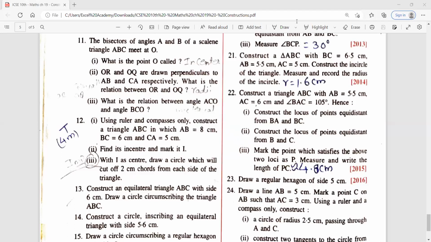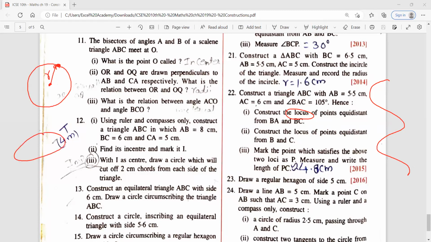Construct the locus. First of all, what is locus? A locus is a path traced by a moving object. As simple as that. So let's say we draw a circle like this. A circle is also the locus of a point which is moving around a fixed point with a fixed distance. The fixed point is called the center, and the fixed distance is called the radius. This is the definition of a circle.